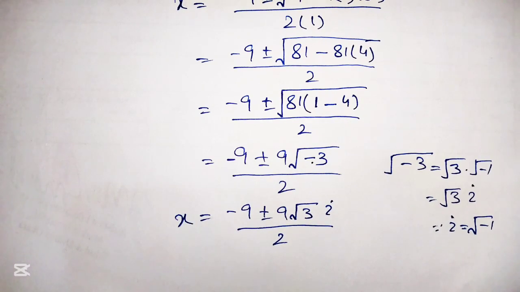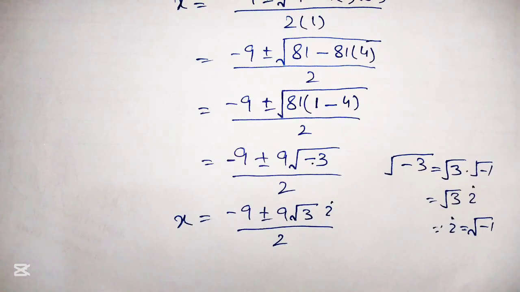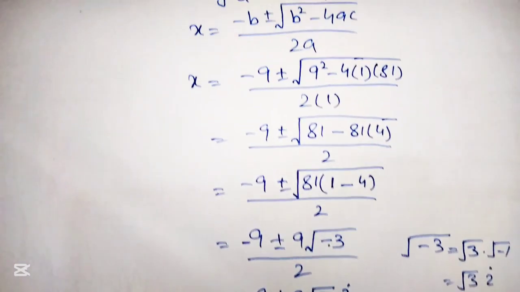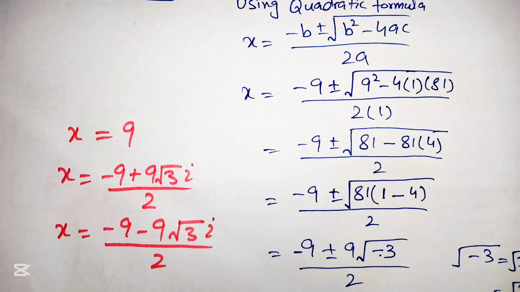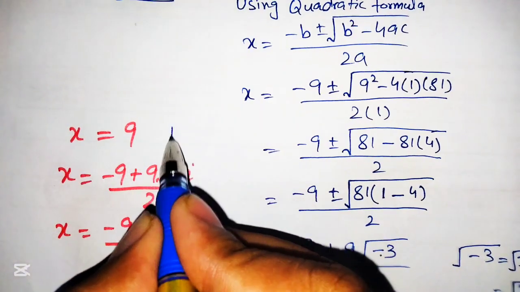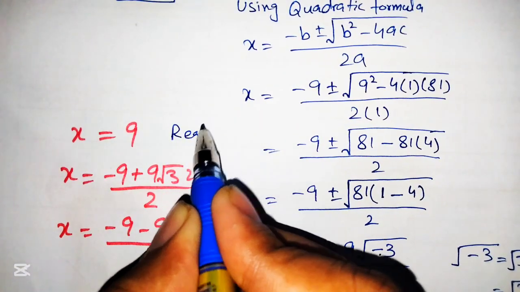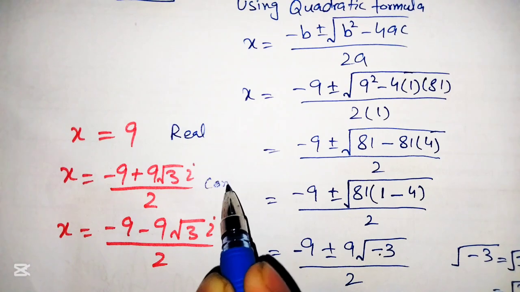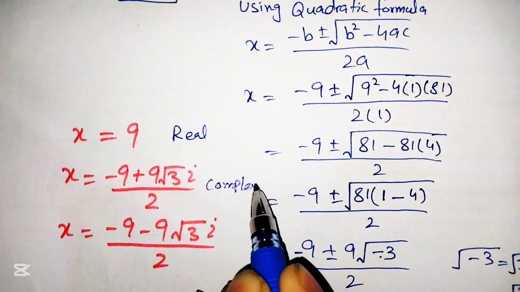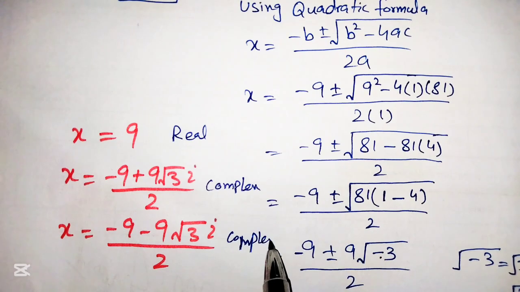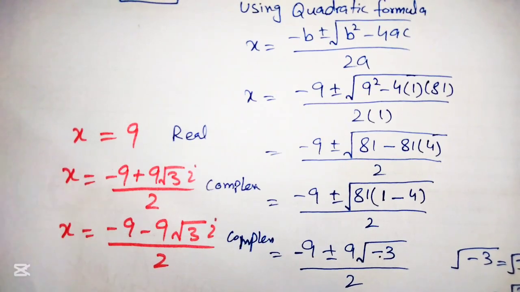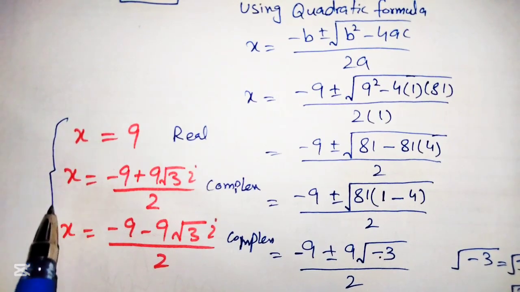So these are the other two roots of this given equation, and these are the three roots of the given problem. From these we can see that one root is real, that is x is equal to 9, and the other two roots are complex in nature. So the final solution of this given problem is this.